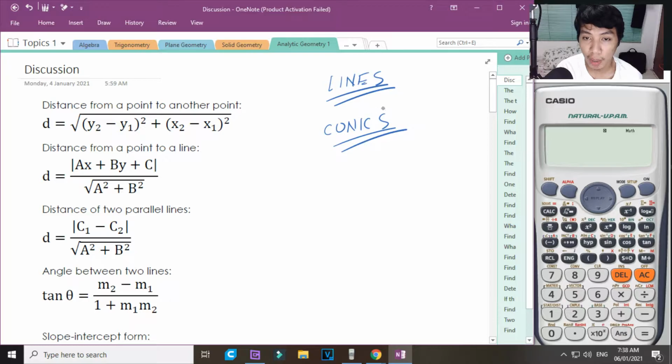Kapag ang cone daw, hinati mo or you will make a plane figure pass through a certain point in a cone, makaka-form ka ng different types of conics. Ano-ano ba yon? For now, let us take note of the properties of the lines.